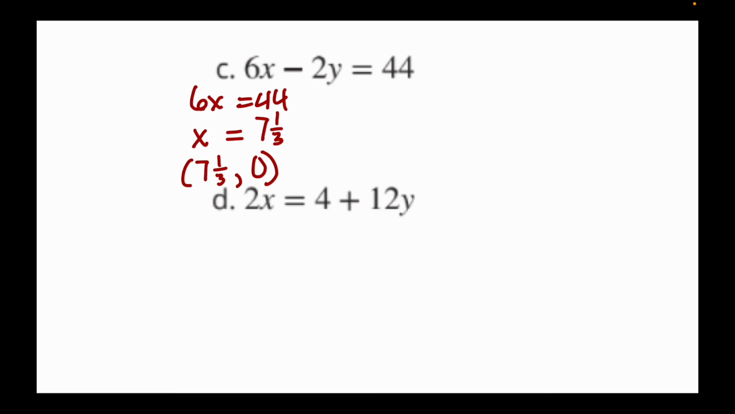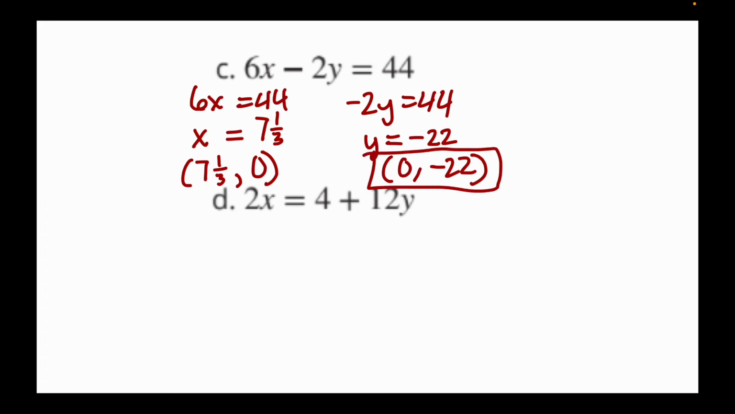Then if we do our y-intercept, we end up with negative 2y equals 44. Just because we're plugging 0 in here doesn't mean that this negative all of a sudden doesn't exist. It just means that the 6x doesn't exist. Okay, if we divide both sides by negative 2, you'll get that y is equal to negative 22. So you would have 0, comma negative 22. And these would be your two intercepts.